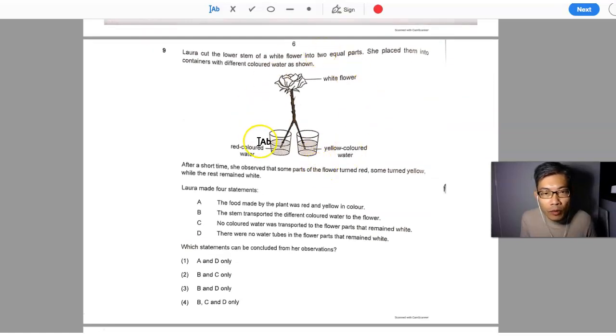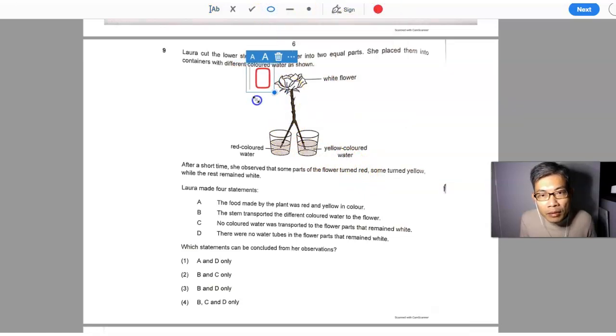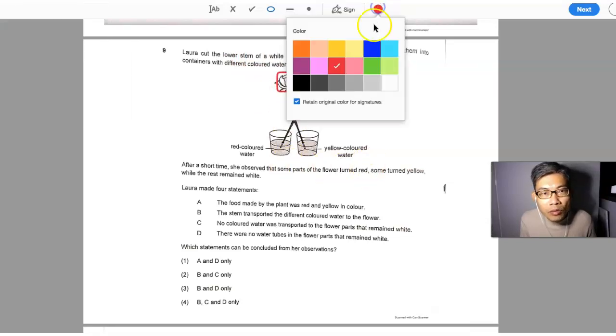Next one, this is from your workbook kind of question. Laura cut out the lower stem of a white flower. White means you're going to turn this into a colored flower. Now, there are separate water carrying tubes in the stem, and the water carrying tubes do not mix. They are separate water carrying tubes carrying different colored water. After a short time, she observed some parts turn red. That will be on the left-hand side turning red. And the parts that turn yellow will be on this side.